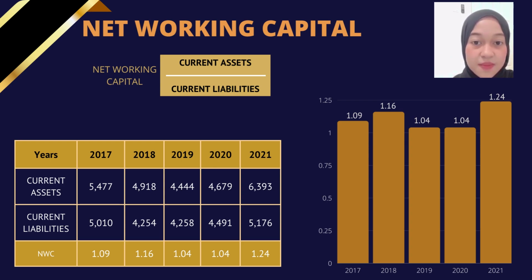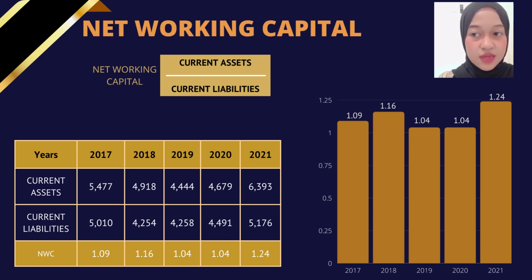Net working capital can be calculated by dividing current assets by current liabilities, same as our previous ratio. A good rule of thumb is that a net working capital ratio of 1.5 to 2.0 is considered optimal and shows the business is better able to pay off its current liabilities. From the above calculated data, we can see that Sime Darby Plantation's net working capital is weak for 5 years.